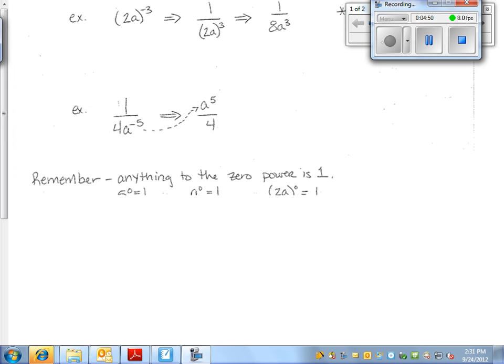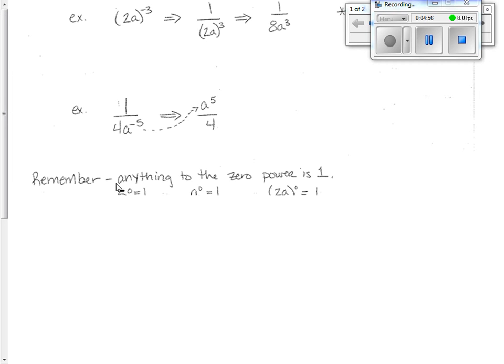And then the last thing to remember is that anything to the 0 power is equal to 1. So if I take a number, in this case a 5, 5 to the 0 power, that's a 1. N to the 0 power, that's a 1. If I take something in parentheses to the 0 power, that's also a 1. This was the last rule that we were looking at in terms of these exponents.